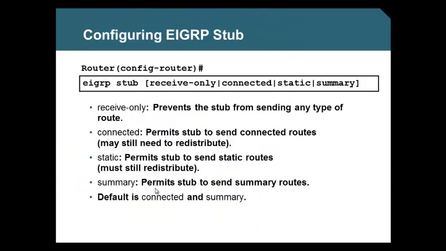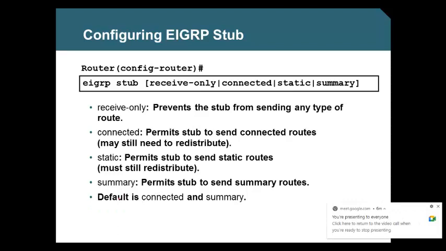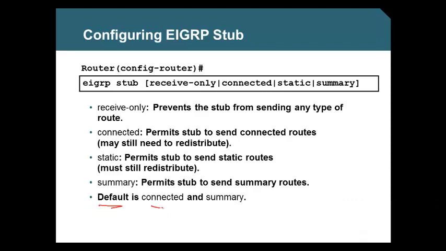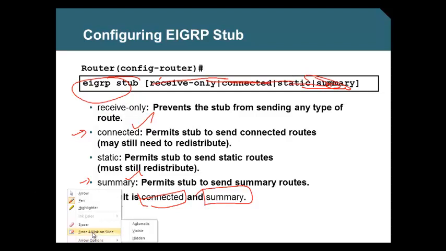Now, the stub is of 5 types. If you simply configure stub, which is considered stub default, you are enabling two types of stub. One is stub connected, another one is stub summary. These two get enabled when you simply say EIGRP stub and did not mention any of the options. Then stub connected and stub summary will be enabled.